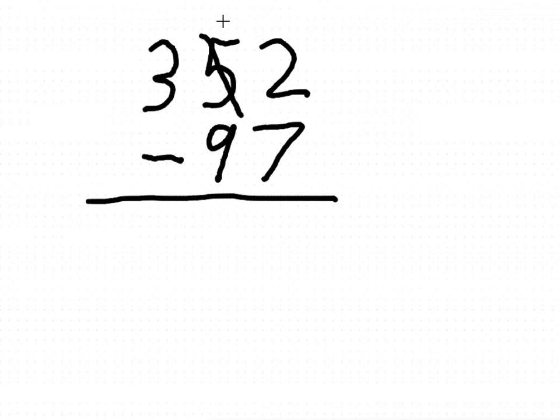I'm going to borrow 1 from the 5. I'm going to take 1 away from the 5. The 5 is going to become a 4. That 1 is going to come here, making the 2 a 12. 12 minus 7 is 5.